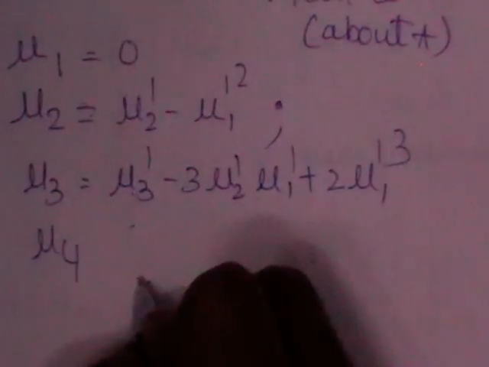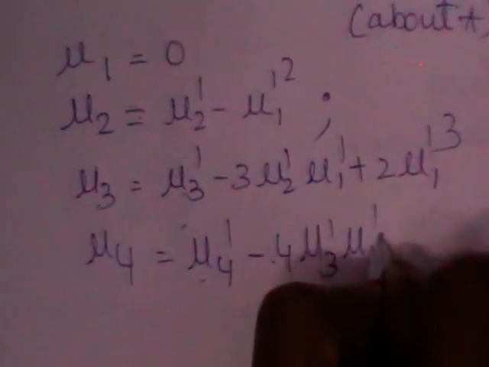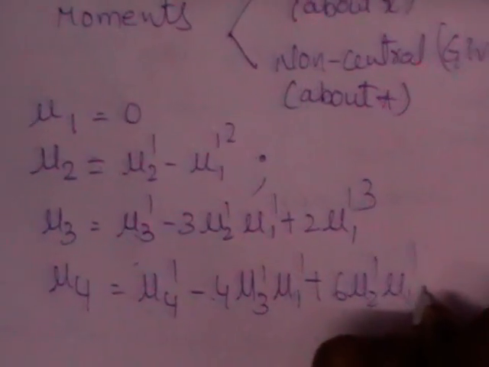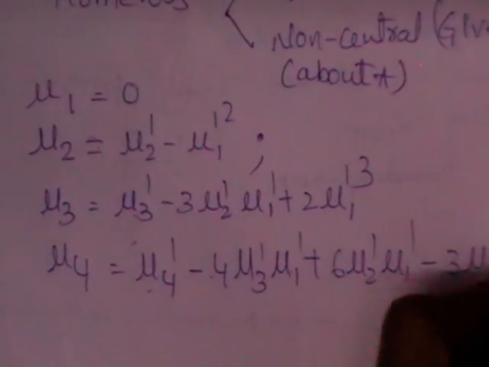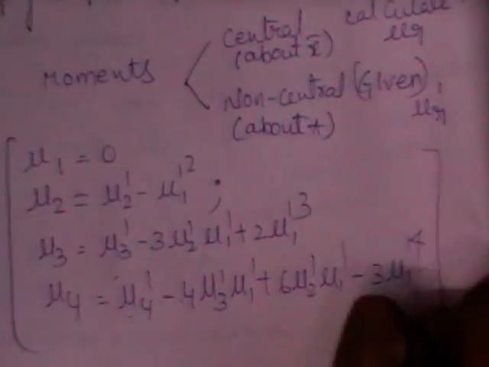Mu4 is mu4 dash with coefficients 1, 4, 6, 3: mu4 dash minus 4 mu3 dash mu1 dash plus 6 mu2 dash mu1 dash square minus 3 mu1 dash to the power 4. So these are the relationships between central and non-central moments.